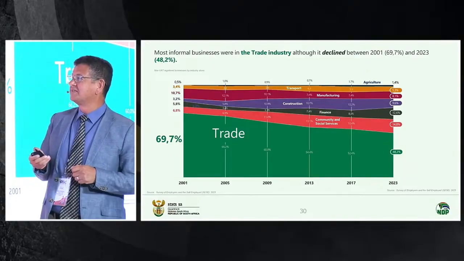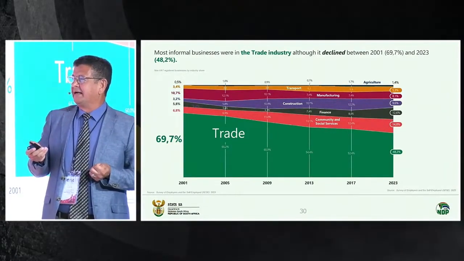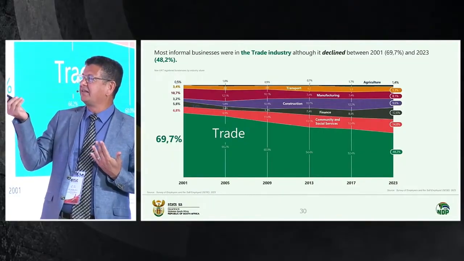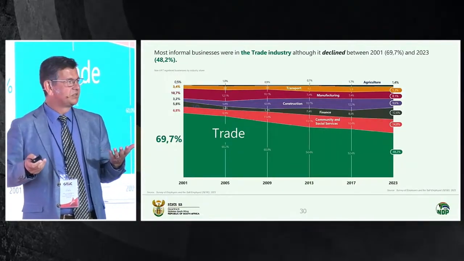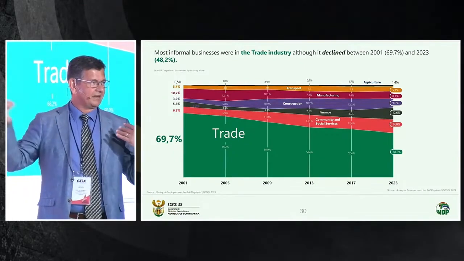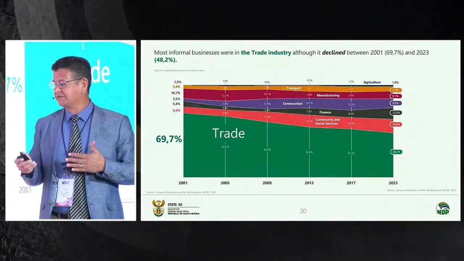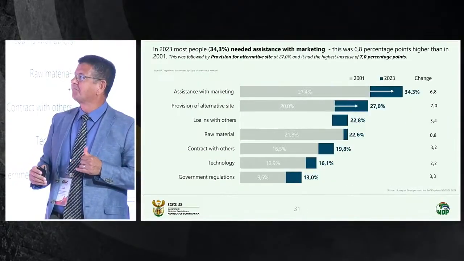Community and social services increased a lot, from 6.8% to 14.8%, nearly doubled. Included there will be personal services, which will be the hairdressers, people doing nails, this type of thing, which has a relatively low barrier of entry to provide that sort of personal service.